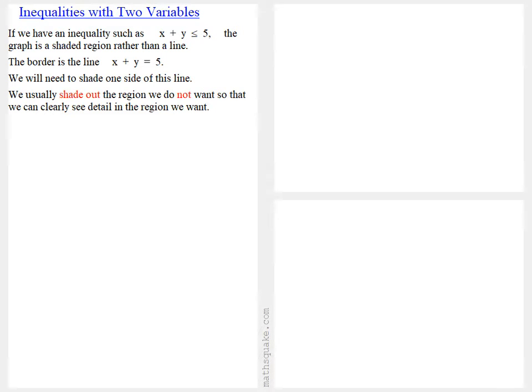Now we usually shade out the region we do not want, so that we can clearly see all the detail in the region we do want. However, sometimes people shade in the region they do want, and it's very important to state which option you have chosen.